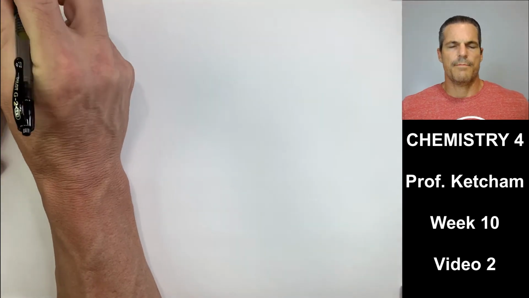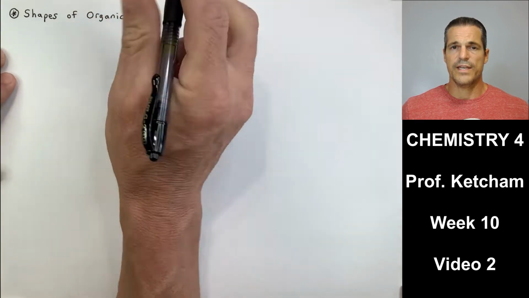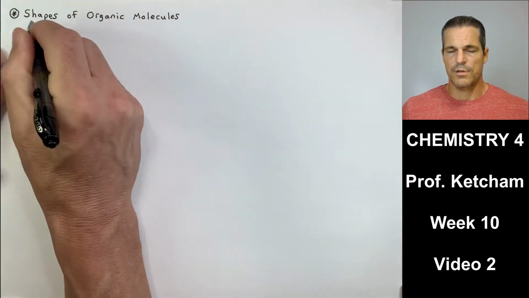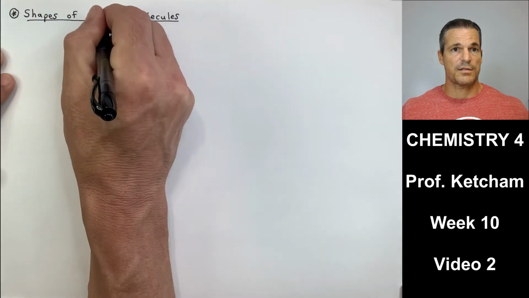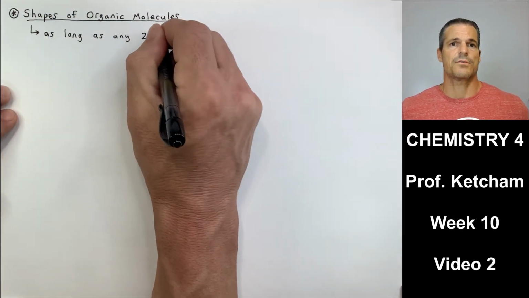Okay, so we are back with more organic chemistry. This is Chem4, week 10, video number 2. So we are now in the process of talking about alkanes. Alkanes is the first of 14 functional groups.